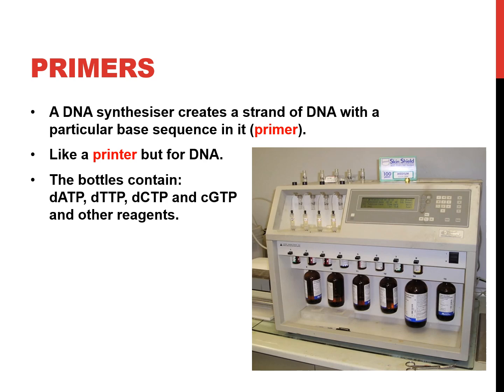So we're going to start off by talking about primers. These are made in this machine, the DNA synthesizer, and it's really a printer for DNA. When we look at PCR, this will come back because we need primers, and this is where the primers are made. There are a few bottles here that contain different reagents that allow the primer to be created.